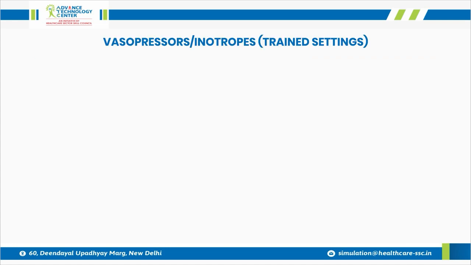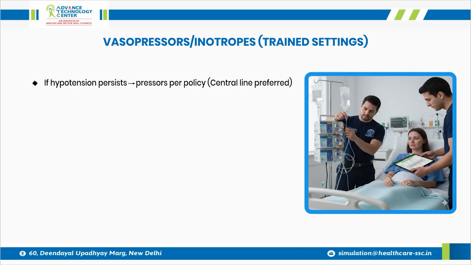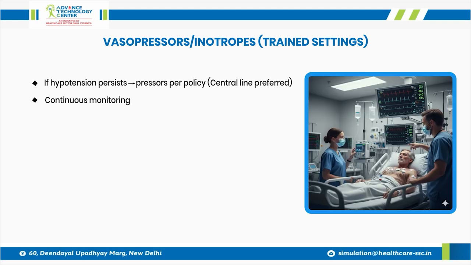Vasopressors, inotropes, trained settings. If hypotension persists despite fluids, start vasopressors or inotropes per protocol, preferably through central access, with continuous monitoring. Titrate to targets while you keep searching for and treating the cause.